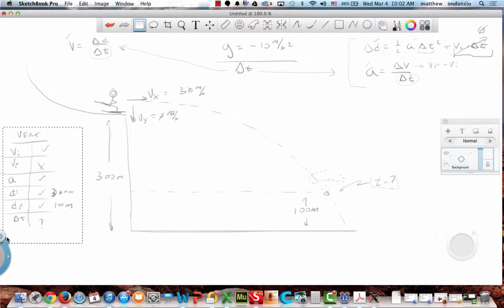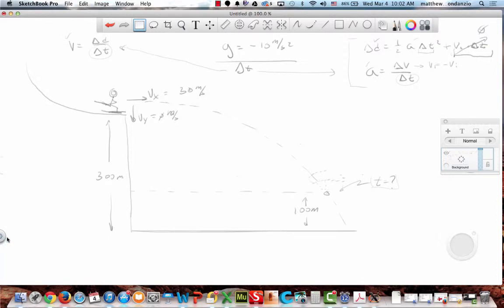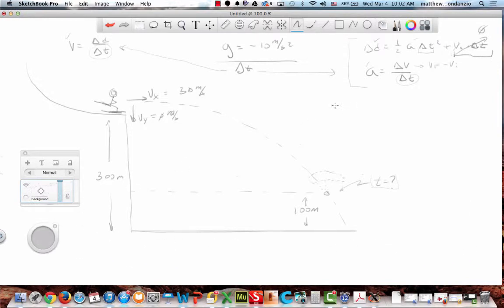Having done that little bit of analysis, we know that we're going to use which equation to figure out our time? We're looking for delta time right now. I'm looking for the time to throw the parachute, aren't I? So we're going to use vertical motion. Delta D equals 1/2 A delta T squared plus V naught delta T.